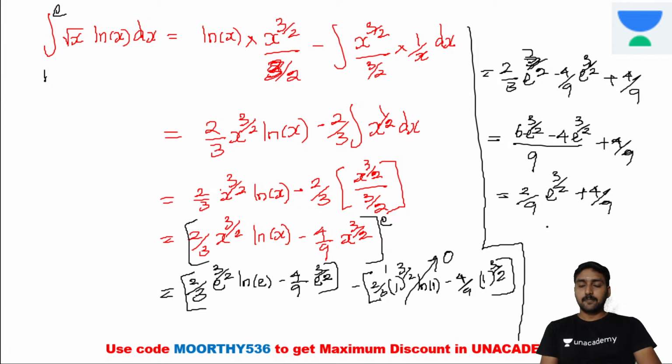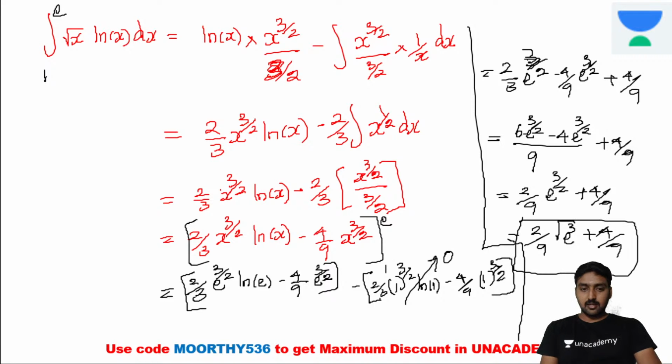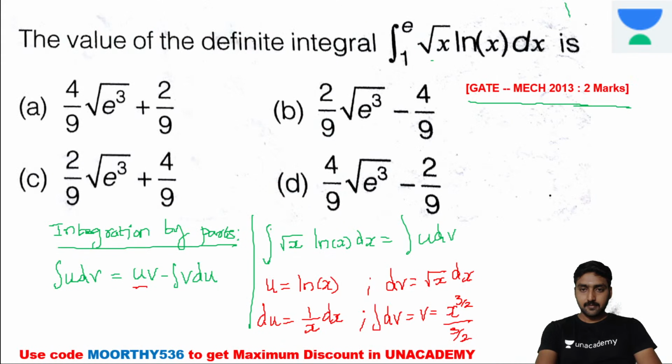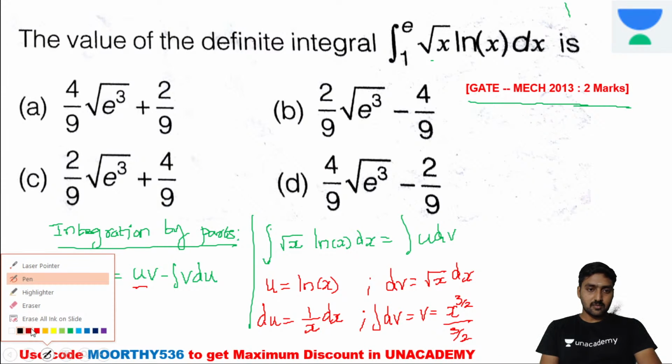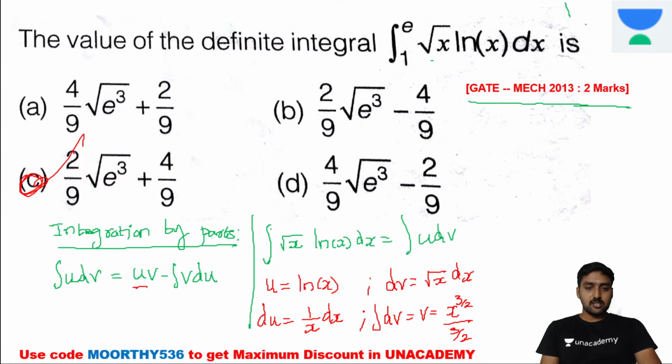So we can write the e power 1 divided by 2, it's 2 divided by 9 root of e cube, 1 divided by 2 is equal to root plus 4 divided by 9. So this will be the final answer, right? And 2 divided by 9 into root of e cube plus 4 divided by 9. Here it's option C. Option C is the right answer for this question. I hope it's clear for everyone, right? It's a first problem.